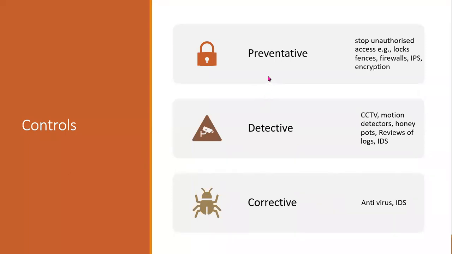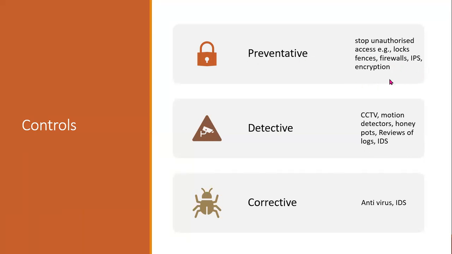Controls. We've got preventative controls, such as our locks, our fences, our firewalls, IPSs, intrusion prevention systems, and encryption. These seek to prevent an attack against our information assets. Locks on our server room doors, fences, firewalls that block inbound traffic and control traffic, IPSs, intrusion prevention systems that block unauthorized traffic, and encryption that seeks to scramble information being shared into unreadable hashes.